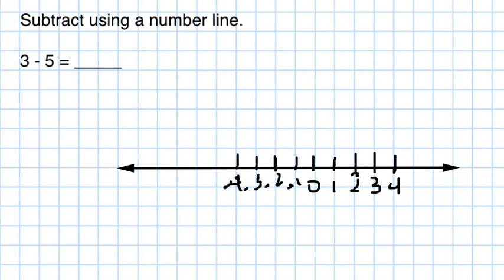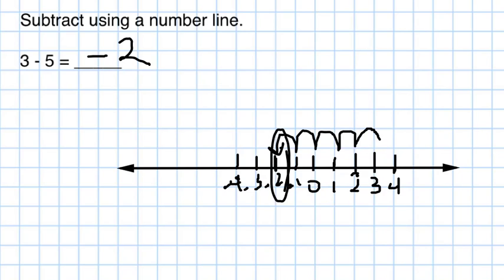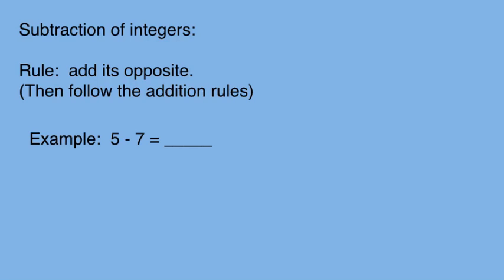If I were using a number line and I wanted to subtract these two numbers, and I start at 3, remember 3 is where you're going to start, and I want to go back 5 spaces, 1, 2, 3, 4, 5, I end up at -2. Okay, so subtraction on a number line, we're just going to the left to indicate that we're taking away from the numbers.